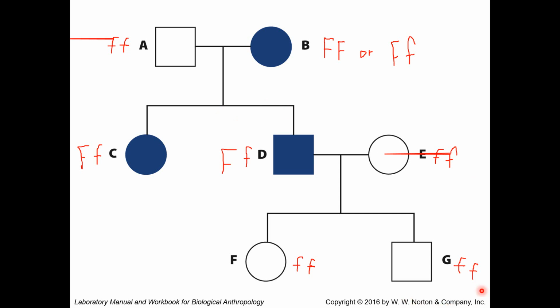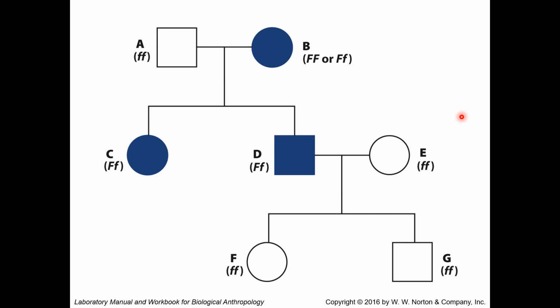So let's check with the slide. Individuals A, E, G, F are homozygous recessive, C and D are heterozygous, and then B can be heterozygous or homozygous dominant. If we check, that's exactly what we get: homozygous recessive, homozygous recessive, recessive, recessive, heterozygous, and then either homozygous dominant or heterozygous. And that is exactly what we get.